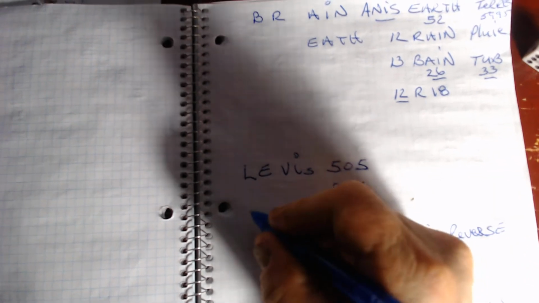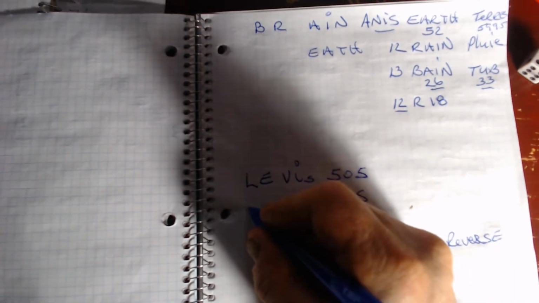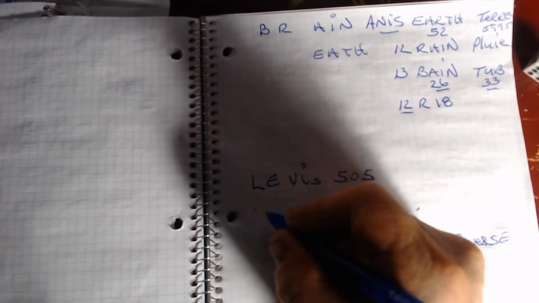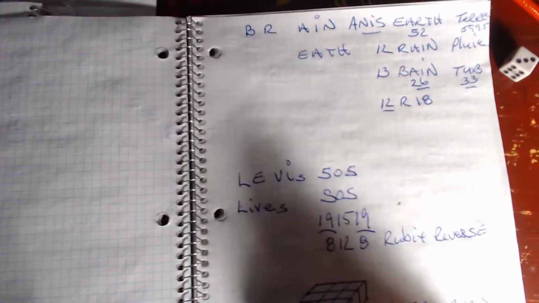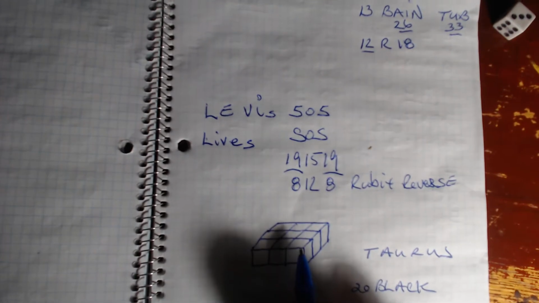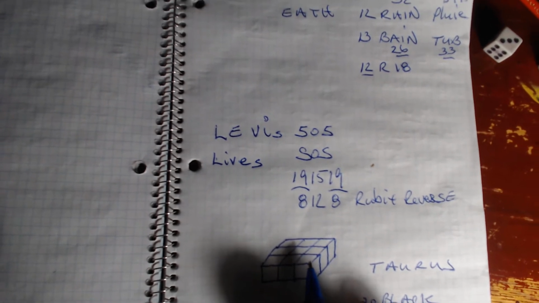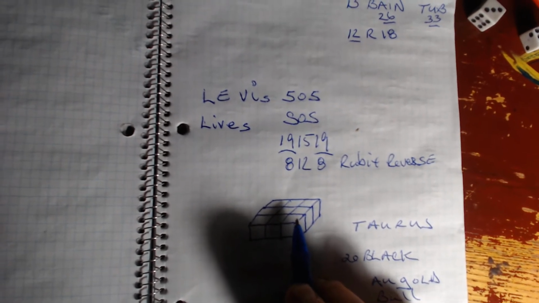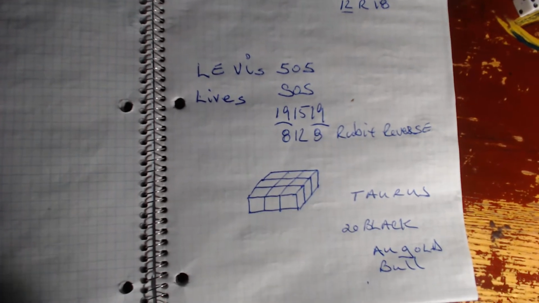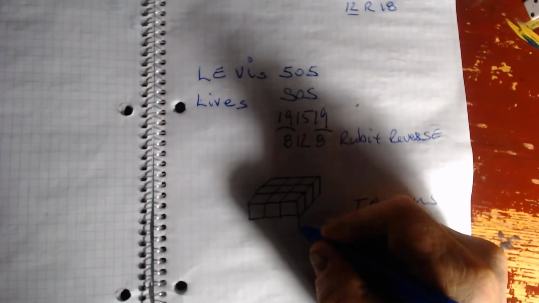Levi's actually says it could be vial, it could be veil, but it's also lives. 505 or SOS, okay, because we need help for our freedom. You have to fight for your freedom. Nothing is free. You have to clean the earth you walk on.